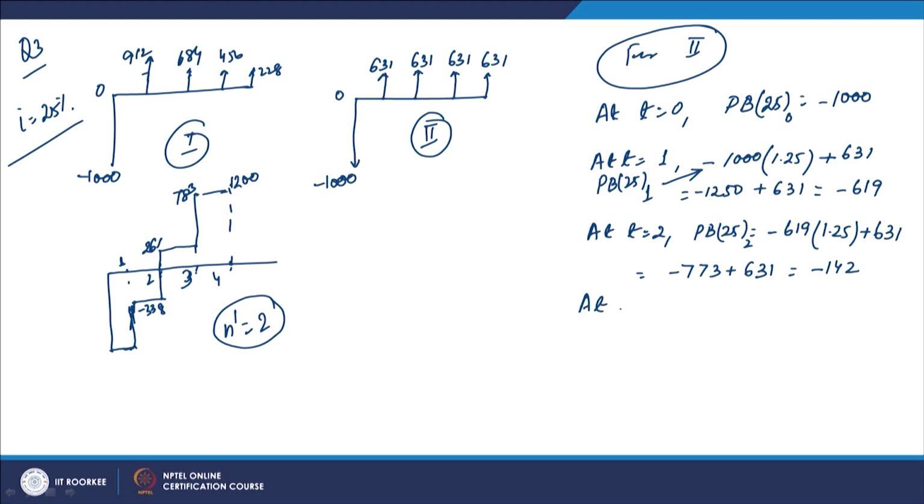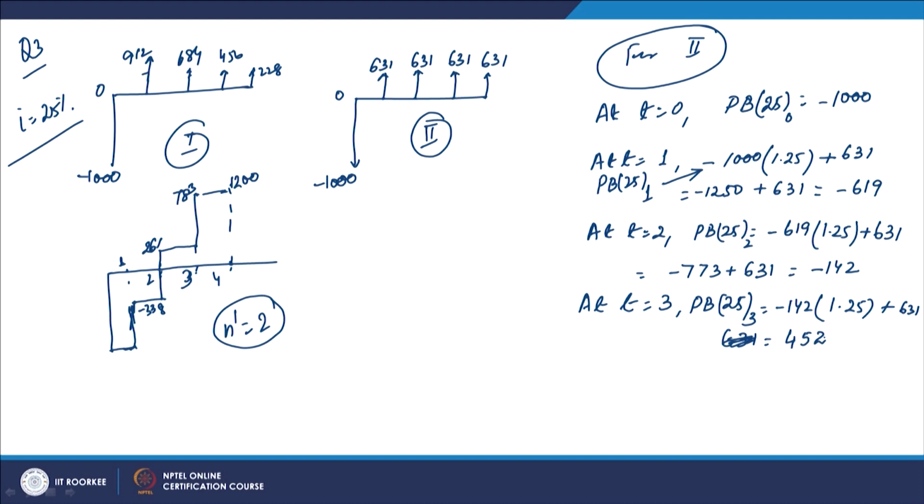Now, go to t equal to 3. If you compute PB 25 at 3, it will be minus 142 multiplied by 1.25 plus 631. Minus 142 into 1.25 is something like minus 177.5, plus 631. So, that comes out to be 452.